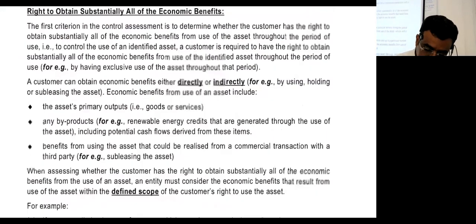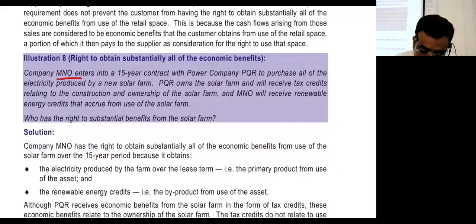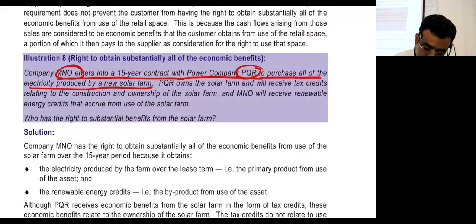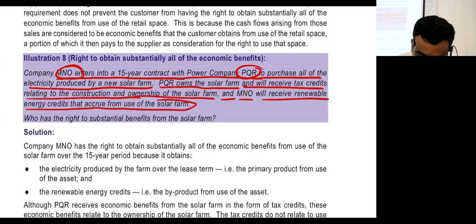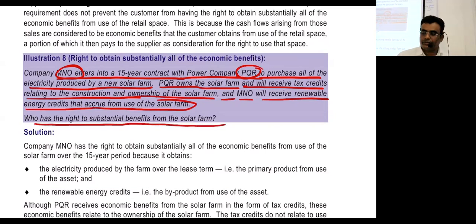Now, company M1O enters into a 15 years contract with power company PQR to purchase all the electricity produced by a new solar farm. PQR owns a solar farm and will receive tax credit related to the construction and ownership of the solar farm, and M1O will receive renewable energy credit that accrue from the use of the solar farm. Who has the right to substantial benefit from the solar farm?